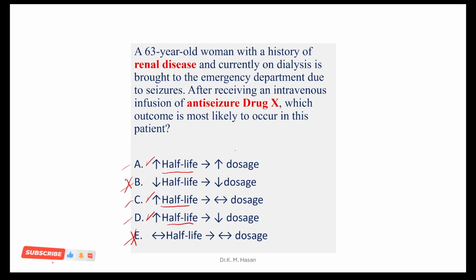So how can we manage here? Do we need to increase the dose? Yes or no? No, we are not going to increase the dose because we have increased half-life. Are you going to do nothing? No, we need to adjust. We are going to adjust the dose. So the correct answer will be D. The patient may suffer from increased half-life of the medication. We need to decrease the dose in order to make it applicable to the patient.